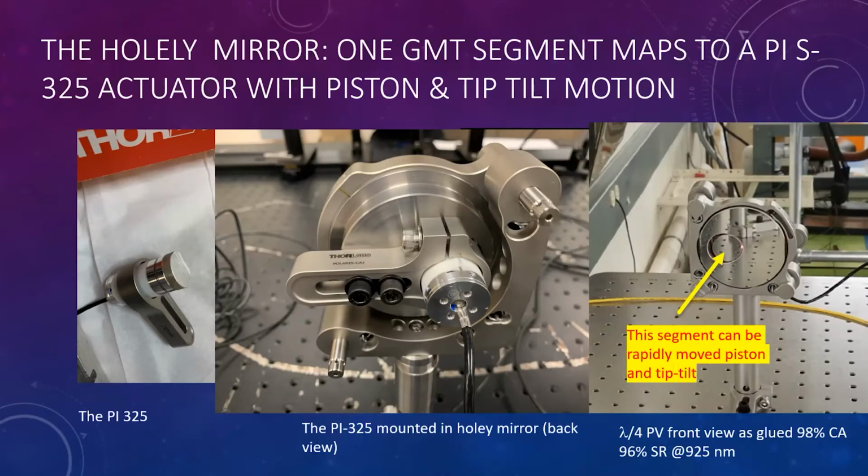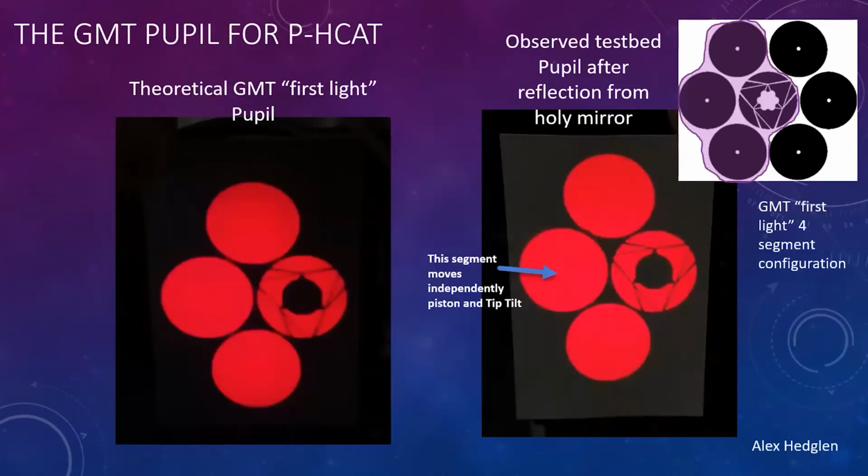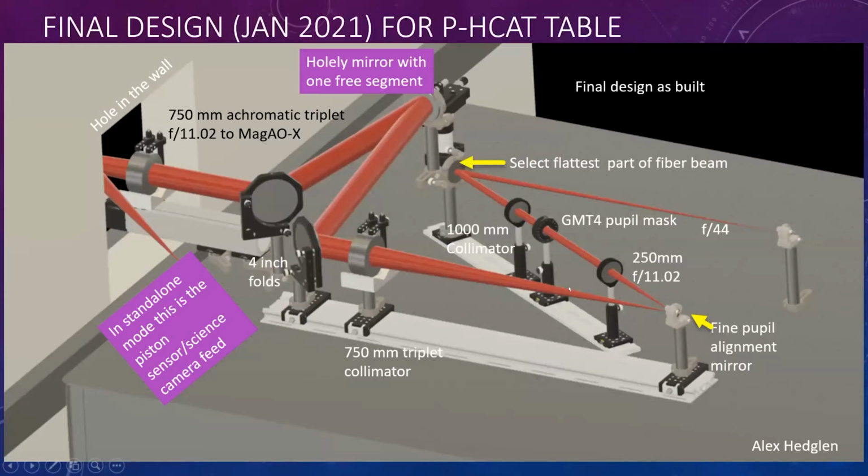And we can see how well the pyramid sensor can control and sense that. So this is basically, we're taking a section of the GMT pupil, 4 of them, and we're doing tip, tilt, and piston on this particular segment. This will be the experiment that will feed into MEG AOX, and it will close the loop with its pyramid.